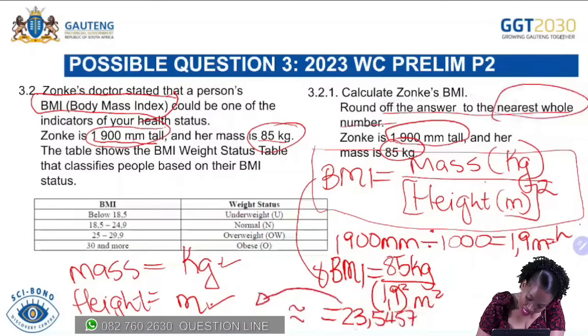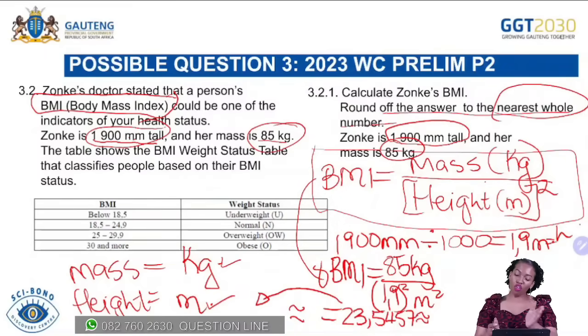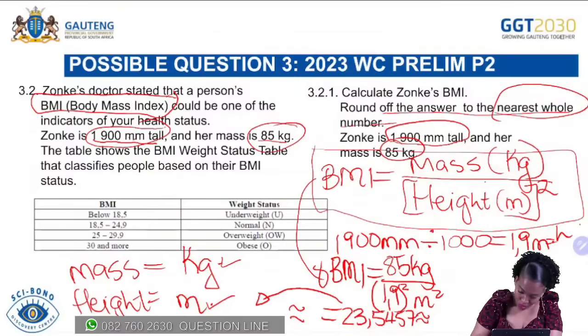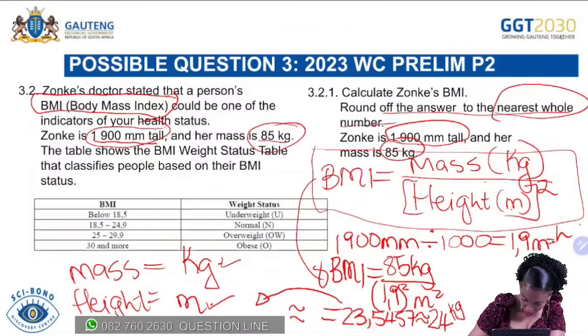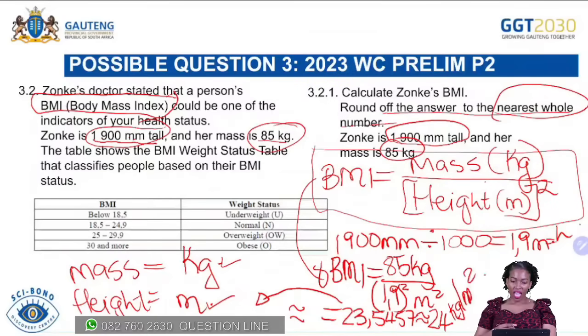So here we've got 23.54. So the nearest whole number, 23.5, you ask yourself, is it nearer to 23 or is it nearer to 24? So because of that 5, we will round it up. So it means our BMI is actually 24. It is 24 kilograms per meter squared. That is our BMI. So they can take this further, okay, but let me check this in the next question.